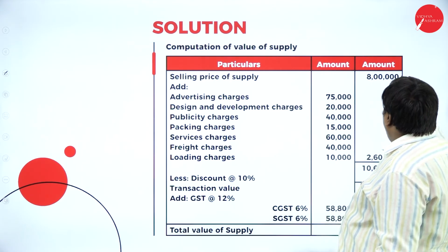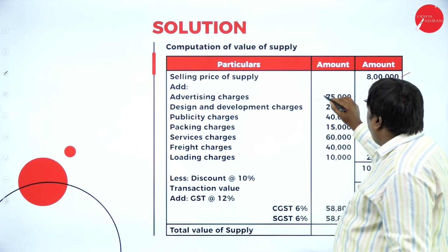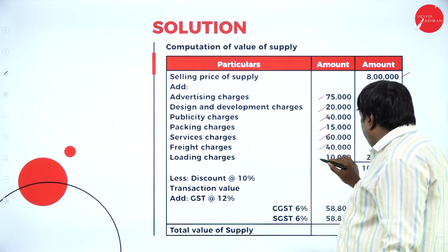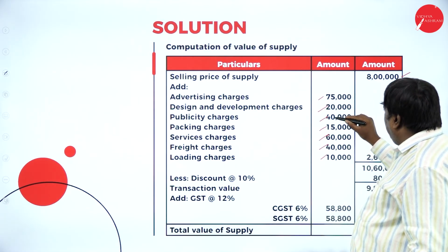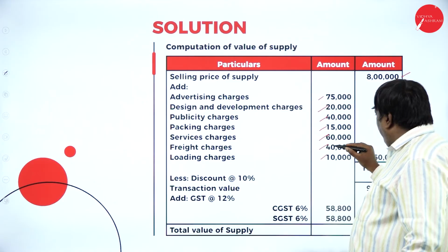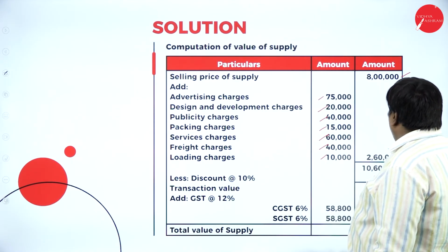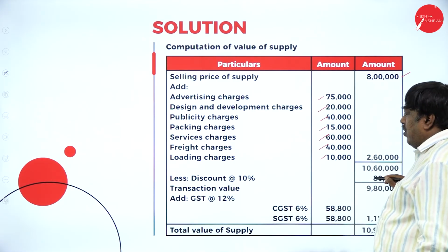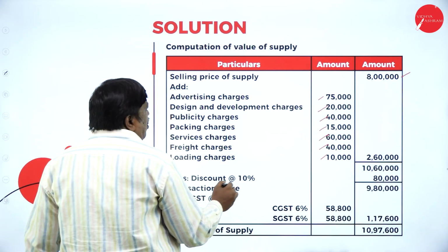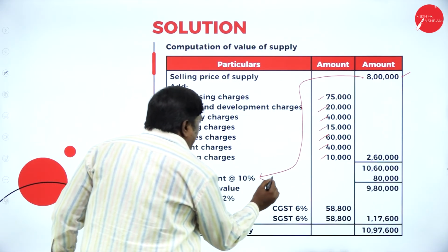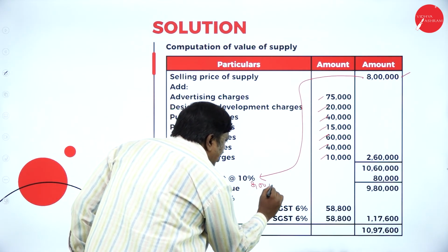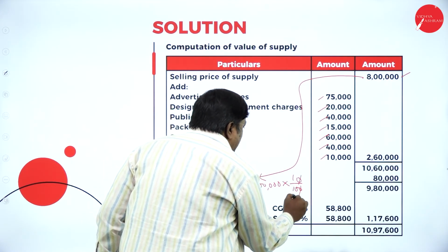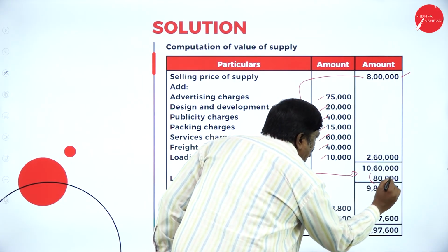Now, the selling price of the supply is 8 lakhs. Add advertising 75,000, 20,000, 40,000, 15,000, 60,000, 40,000 and 10,000. That totals 2 lakh 60,000. Add this 2 lakh 60,000 to 8 lakhs, and we get 10 lakh 60,000. Now the 10% discount we have to deduct is on 8 lakhs into 10 by 100, so 80,000 has to be deducted.